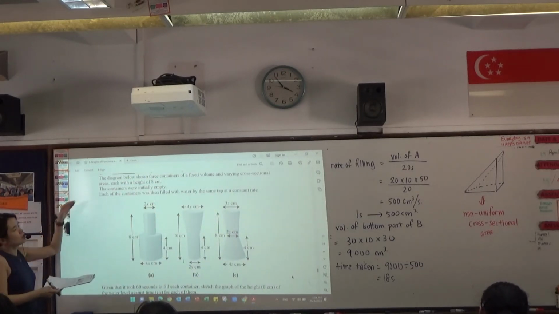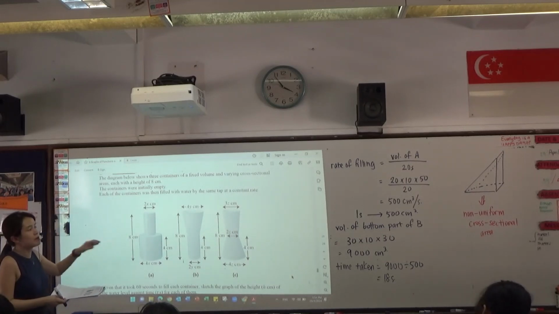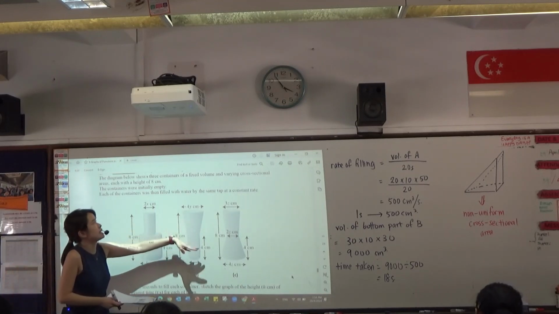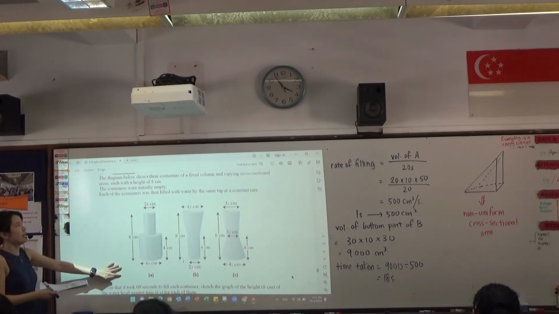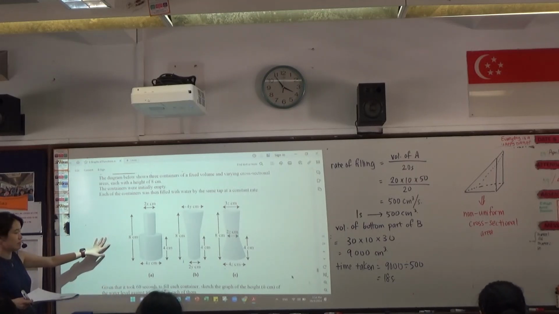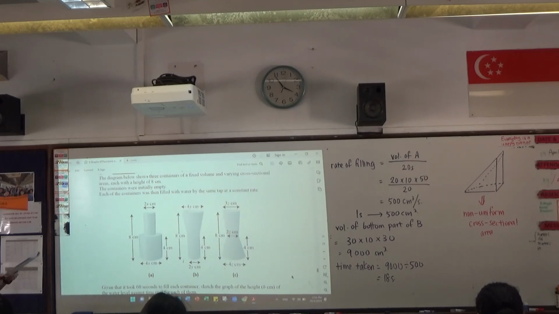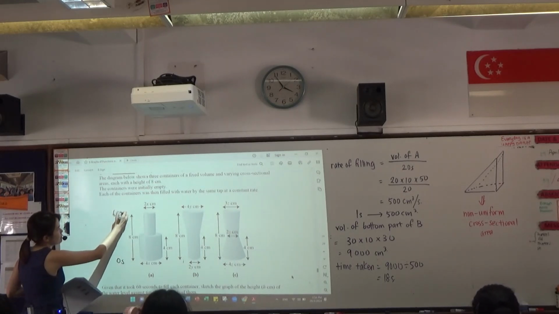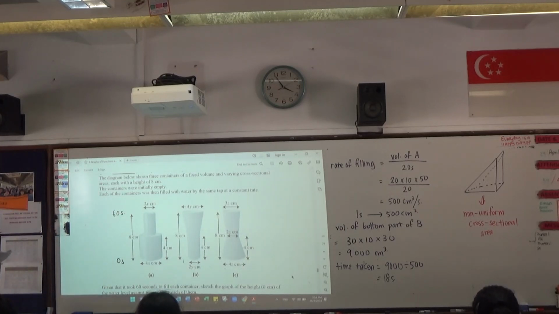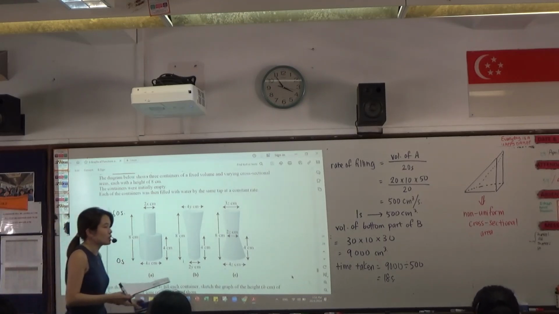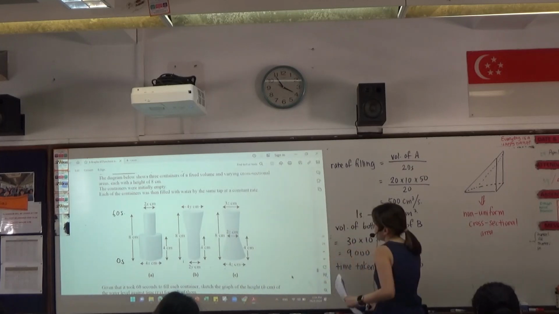Okay, the diagram below shows 3 containers of a fixed volume, varying cross-sectional area, each with a height of 8 cm. So all of them are of the same height. The containers were initially empty. Each of the containers was then filled with water by the same tap and constant rate. Given that it took 60 seconds to fill each container, so that means at the bottom it starts off 0 seconds, at the end we're looking at ending off at 60 seconds. We want to sketch the graph of the height of the water level against time for each of them. Okay, so we're just going to draw them separately rather than all in the same axis.